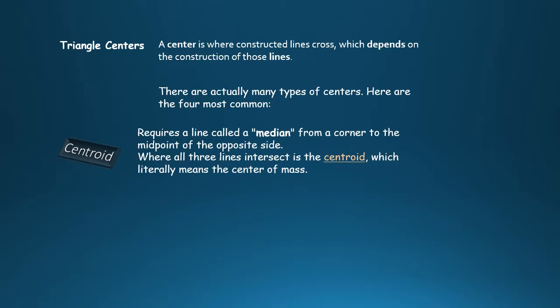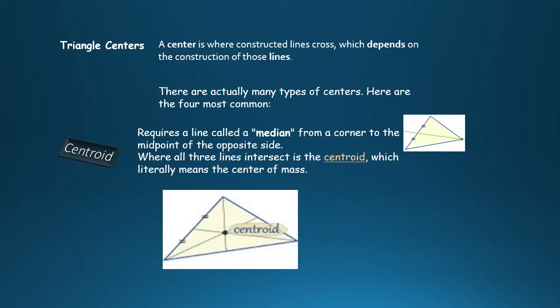A centroid requires a line called a median. The median will always go from one corner or vertex to the midpoint of an opposite side, as shown in the drawing. Right through the vertex, right through the center of the opposite side. That is a median line. When we have 3 of those together from each one of the vertices, we have a centroid. And the centroid is very interesting because it is always the precise center of mass of any triangle.